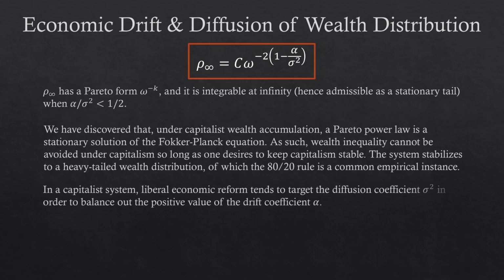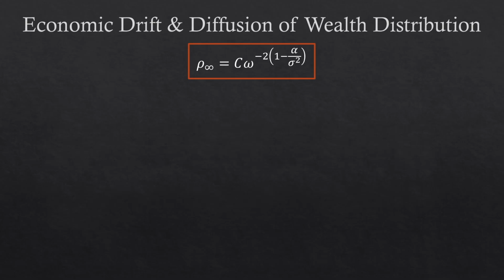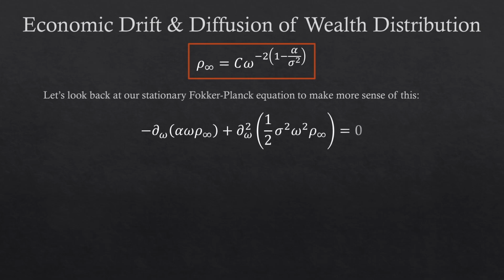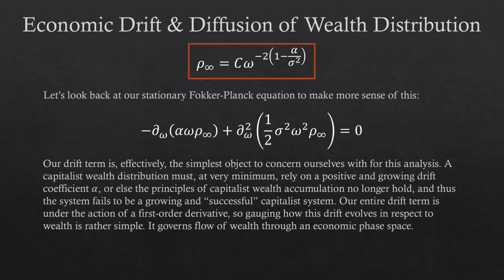In a capitalist system, liberal economic reform tends to target the diffusion coefficient, sigma squared, in order to balance out the positive value of the drift coefficient, alpha. Now let's look back at our stationary Fokker-Planck equation to make more sense of this. Our drift term is, effectively, the simplest object to concern ourselves with for this analysis. A capitalist wealth distribution must, at very minimum, rely on a positive and growing drift coefficient, or else the principles of capitalist wealth accumulation no longer hold, and thus the system fails to be a growing and successful capitalist system.